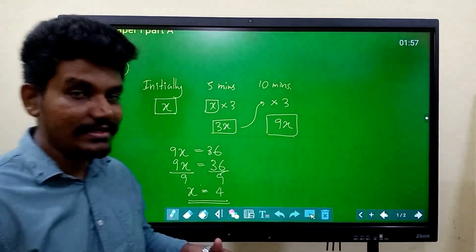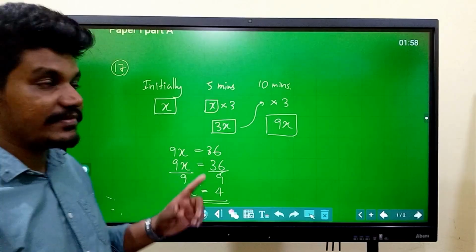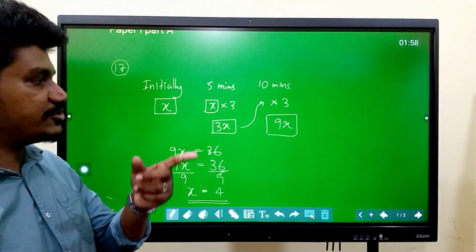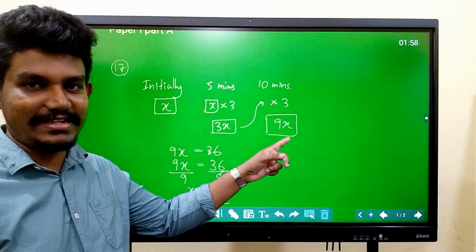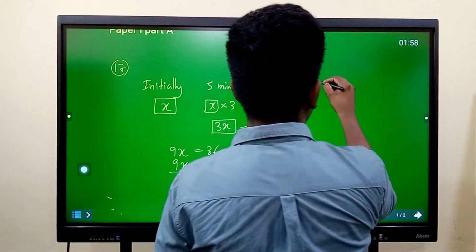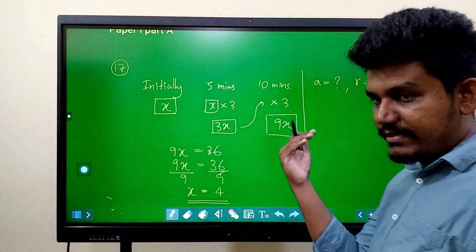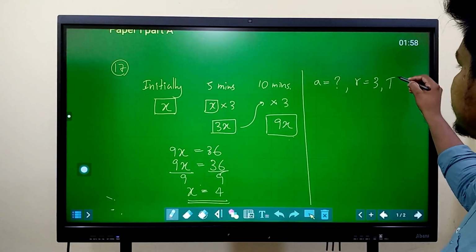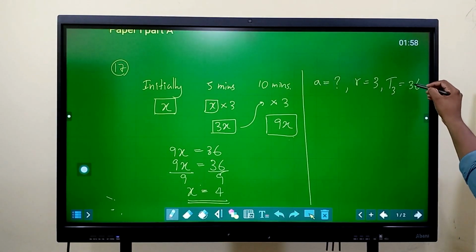You can even apply the geometric progression formulas. The common ratio will be 3, right? Common ratio is 3, then the first term is to be found. The third term is 36, right? Let me show you that method as well. Let's say I want to find the first term. Common ratio is 3. And the third term, T3, is given, T3 is 36. They have already given it, no?